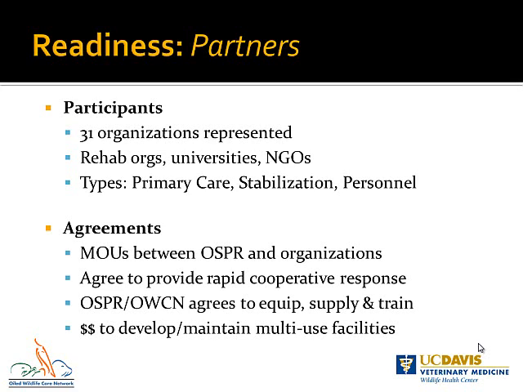So the agreement for these member organizations, there's actually a memorandum of understanding between the organization and DFW, OSPR, and OWCN. So the organization itself agrees to provide rapid and cooperative response, and OSPR OWCN agrees to equip, supply, and train those people. And in addition to that, we provide money to develop and maintain multi-use facilities.